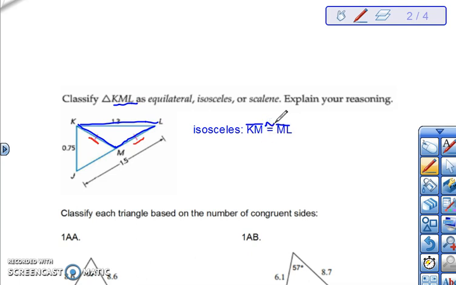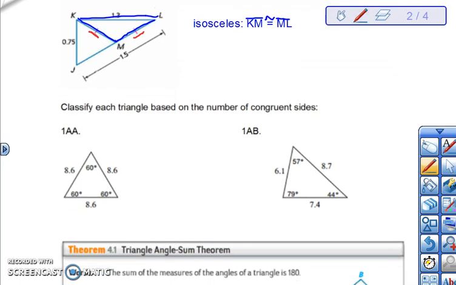All right, here's a couple of examples for you to try.